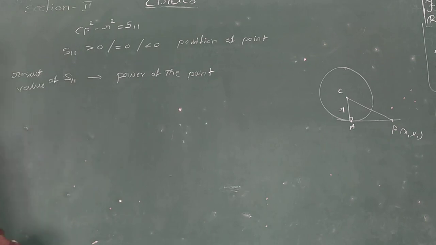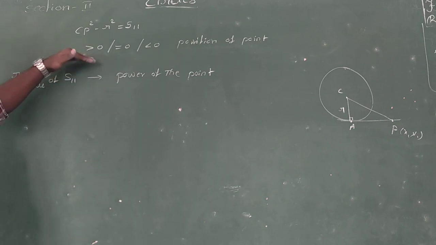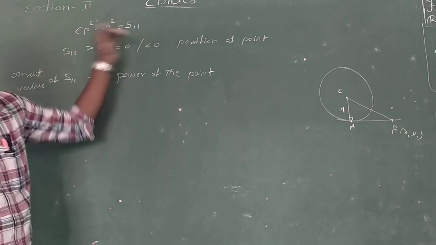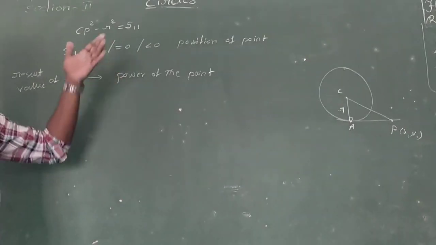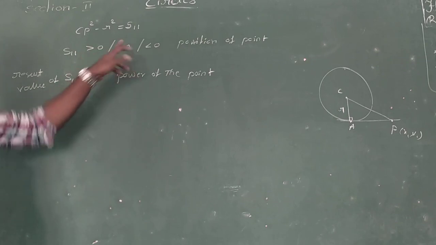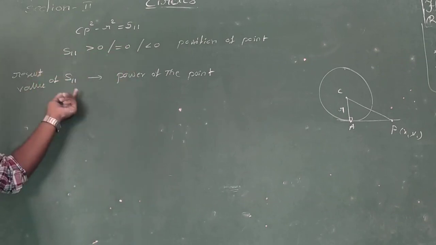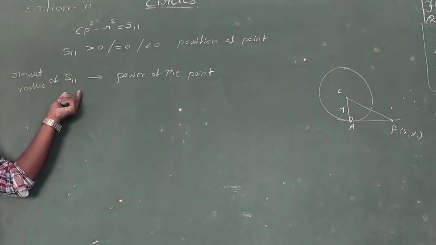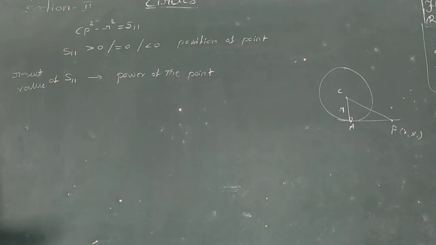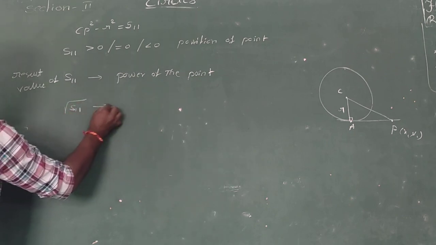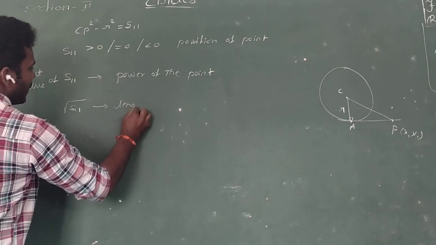Depending upon S11, what is the relation? S11 is either 0, or greater than 0, or less than 0. That is nothing but the position of the point. You can find the position of the point by comparing S11 with 0. The value or result we get for S11 is the power of the point. And root over S11 is called the length of the tangent.